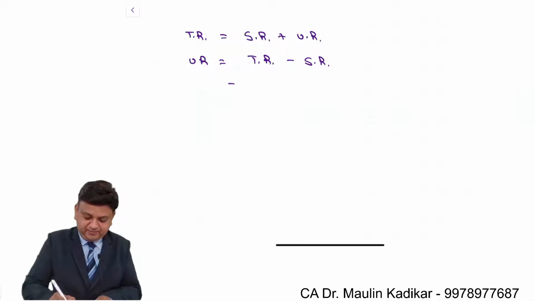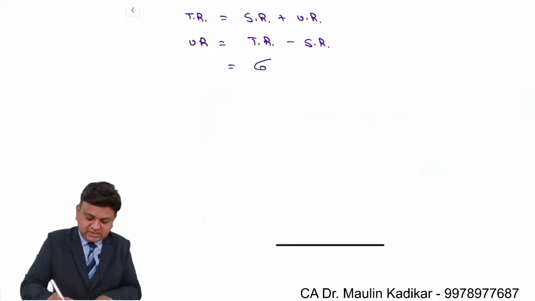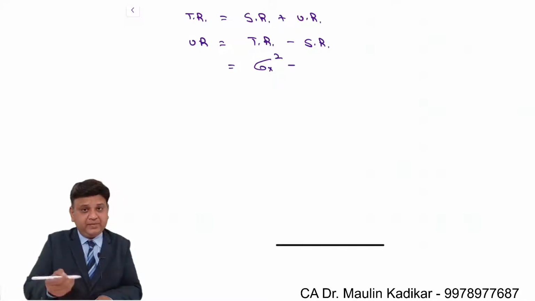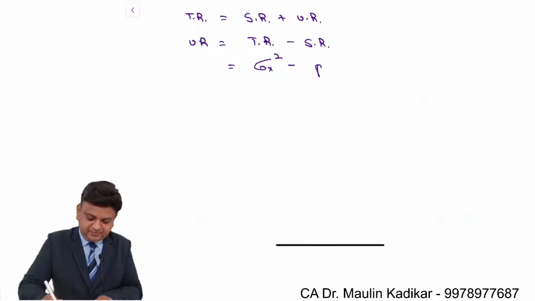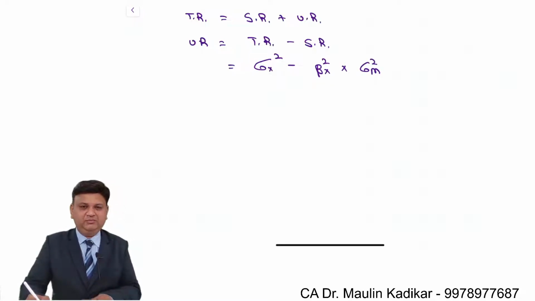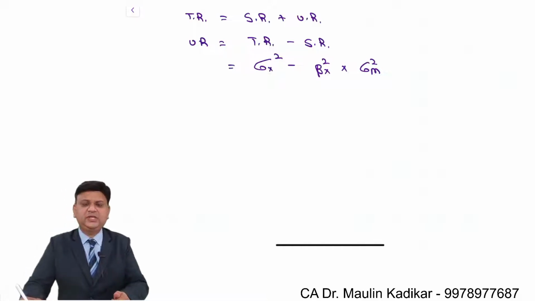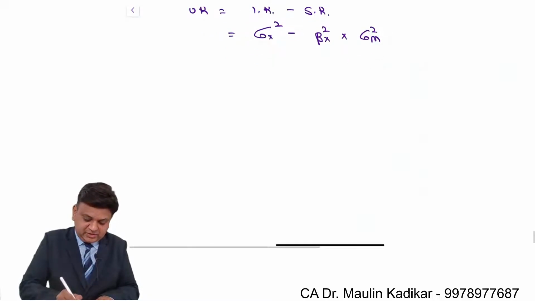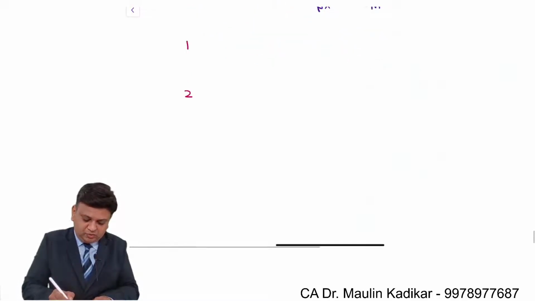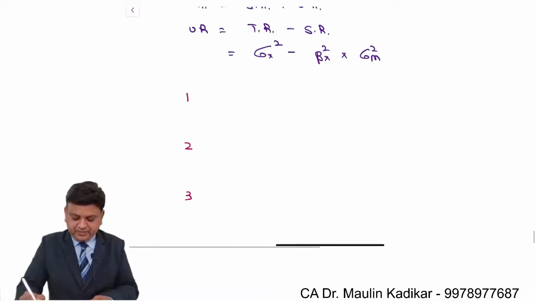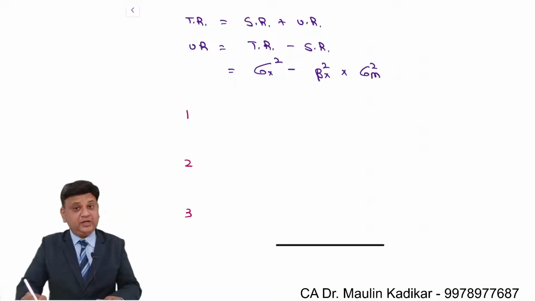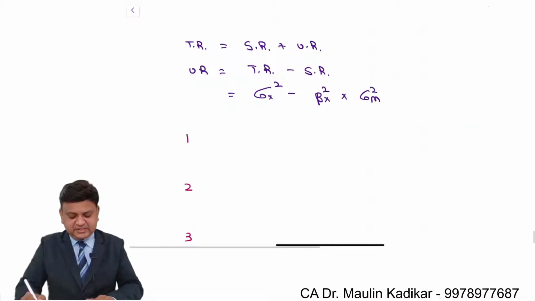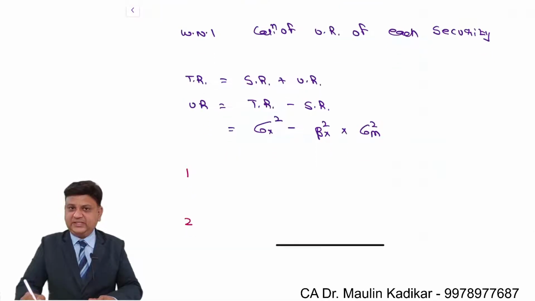Okay. What is the total risk? It is variance of the security minus systematic risk. That is beta of the security into variance of the market portfolio, because both information are available to us ready-made. Now this calculation is supposed to be made for security 1, for security 2 and for security 3. For each of the securities, we will compute the unsystematic risk. Of course, whatever answer we compute here will be in variance terms.